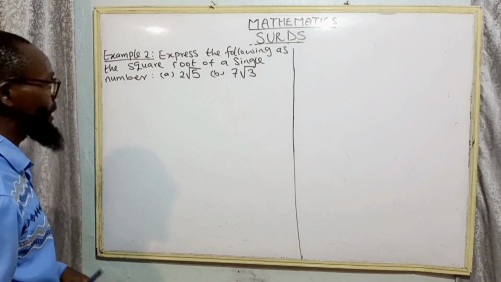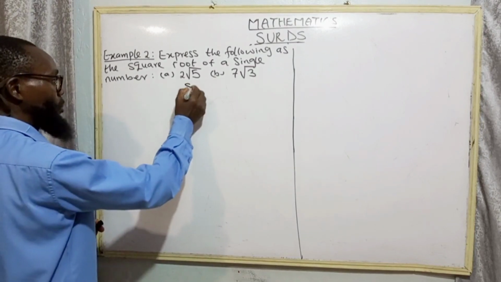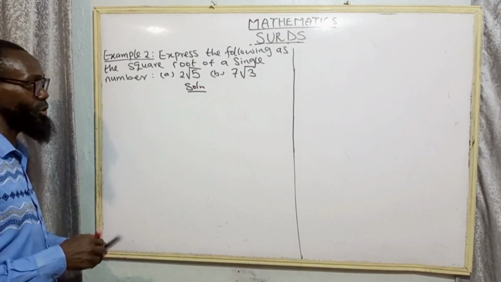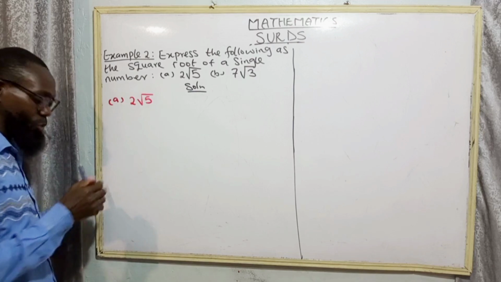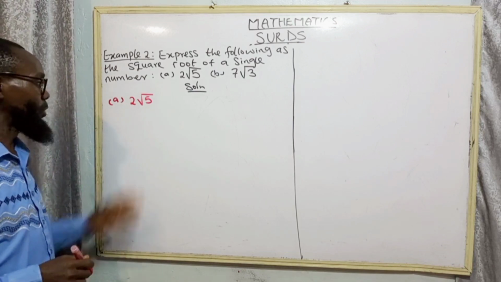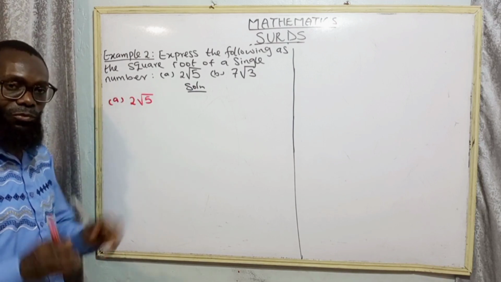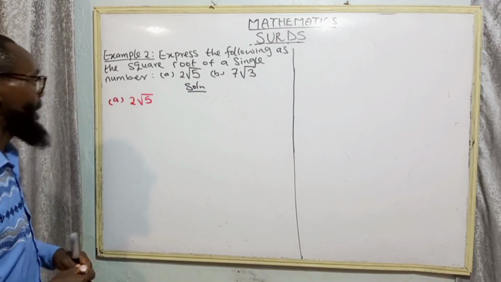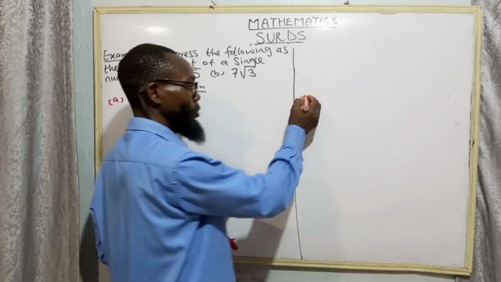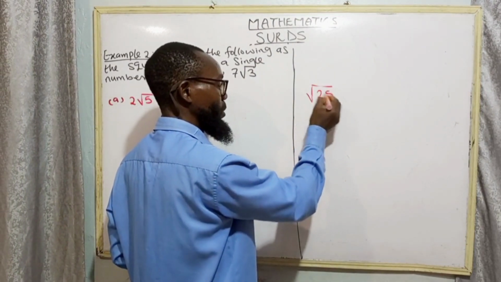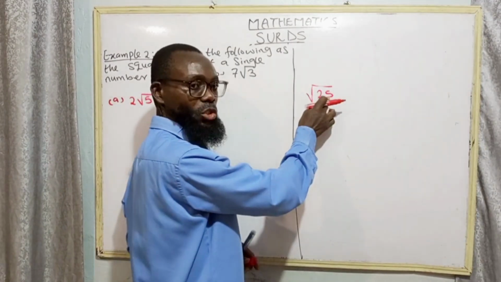Example 2. Express the following as the square root of a single number. That is, the first one, a, we have 2 root 5. To express it as a square root of a single number means that we don't want this 2 outside. We want this 2 to be inside the square root and form a single number. Now, in order to make this 2 come in, it means we have to square it. Because the square root of 25 means 5, meaning that 5 times 5 will give us 25.